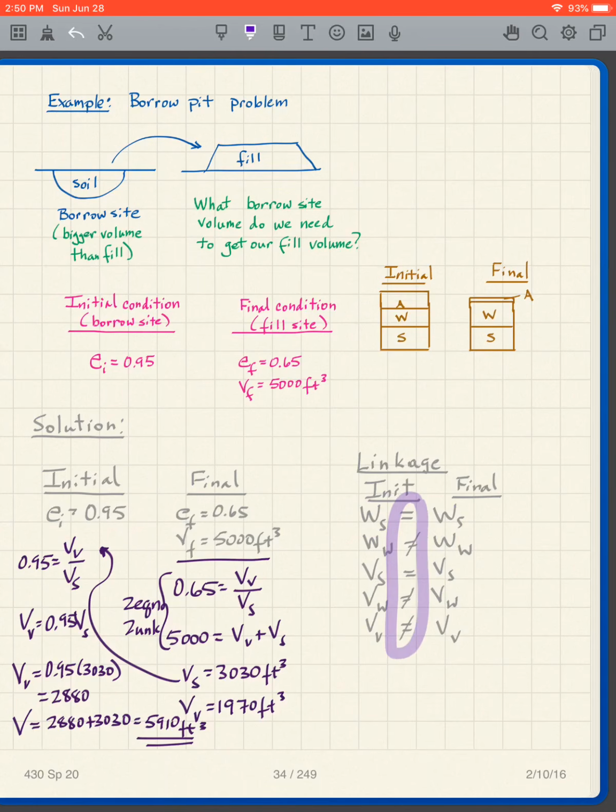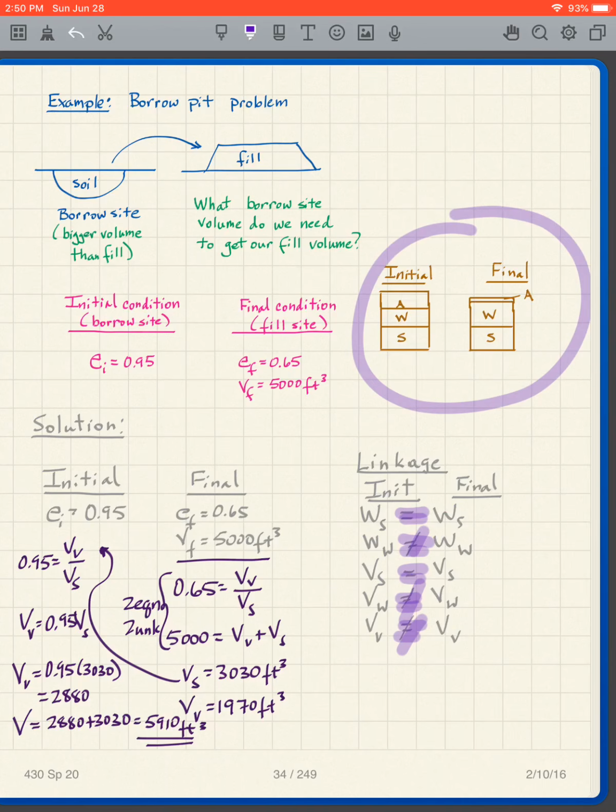So to get this started, there are different ways to do this. And I just put either an equal sign or not equal sign. Well, what do I know? Weight of the solids is equal before and after. Volume of the solids is equal before and after. But the weight of the water, not equal. The volume of the water, not equal. Volume of the voids, not equal. And this picture has helped guide me to be able to write that out.